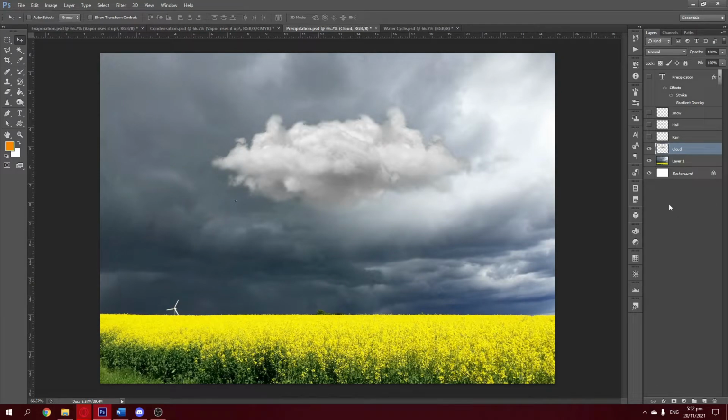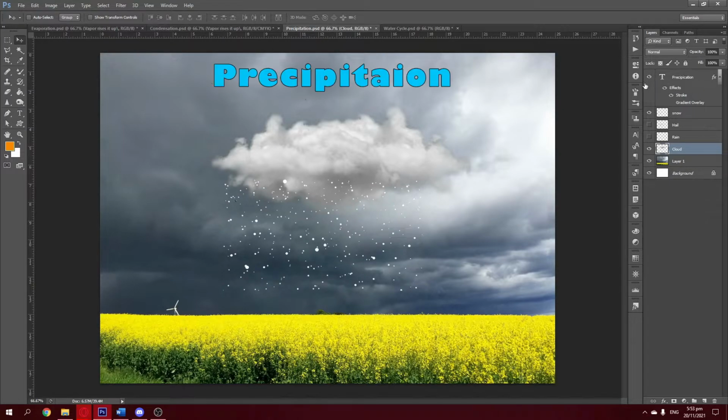When the cloud becomes too heavy and it cannot hold any more water inside, it bursts open to give out rain, hail, or snow. This is known as precipitation.